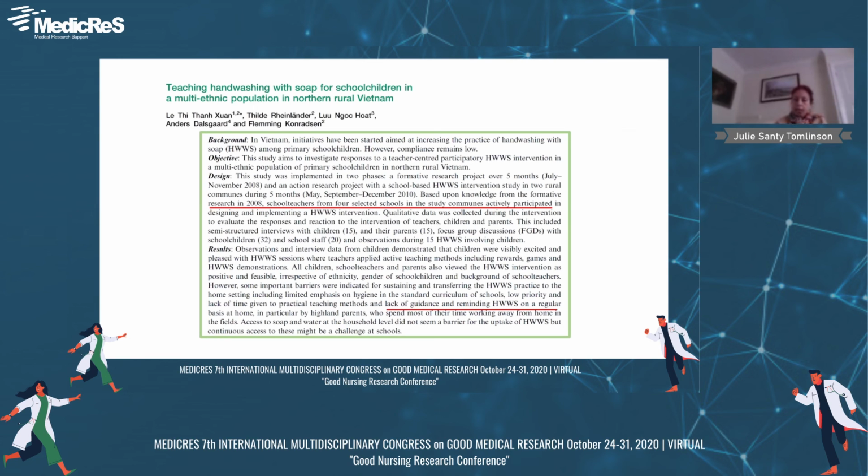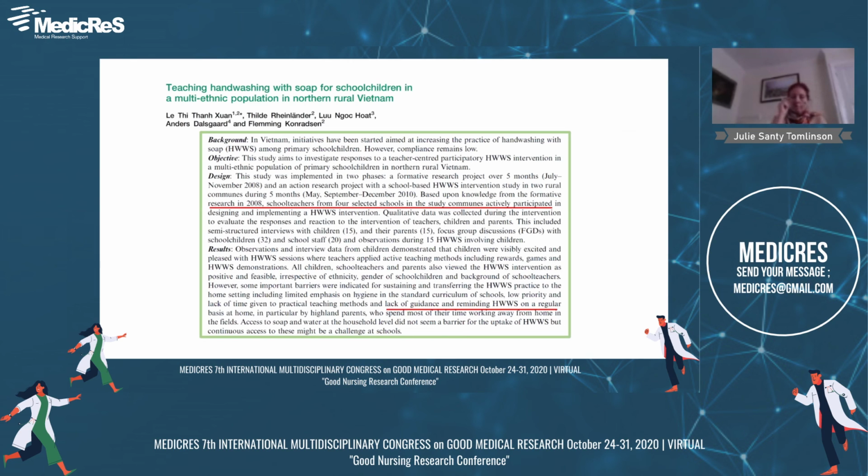If you look at the design part of this study, which was about teaching hand washing with soap for school children in a multi-ethnic population in northern rural Vietnam, what they did was implement a study in 2 phases. They undertook a formative research project over 5 months and an action research project with a school-based hand washing intervention study in 2 rural communities. What's important about this is that, based upon knowledge from the formative research in 2008, the school teachers from 4 selected schools in the study communes actively participated in designing and implementing the intervention.